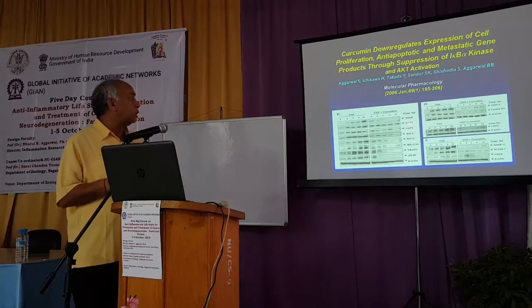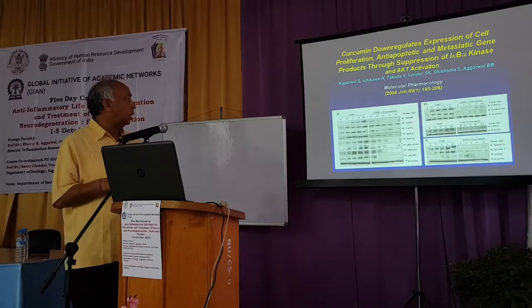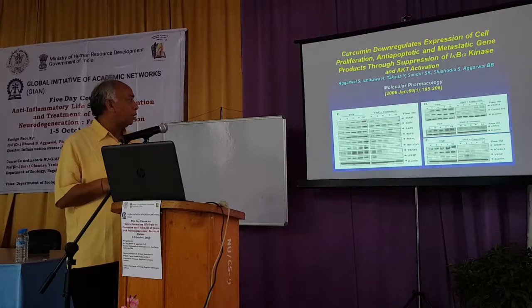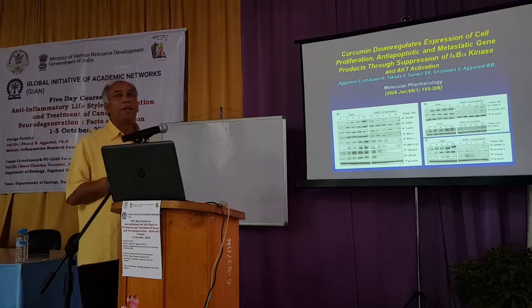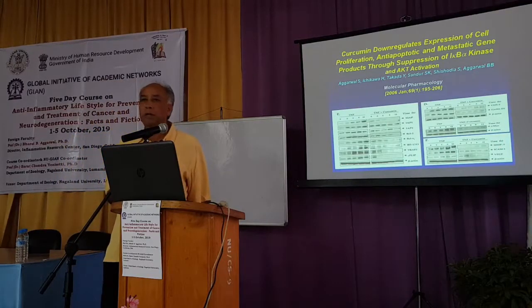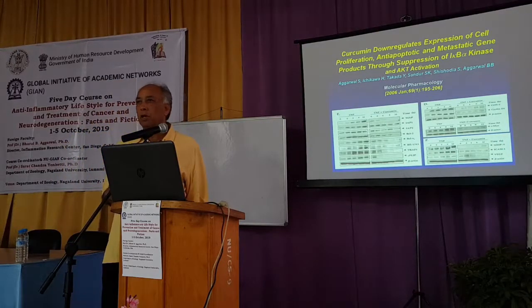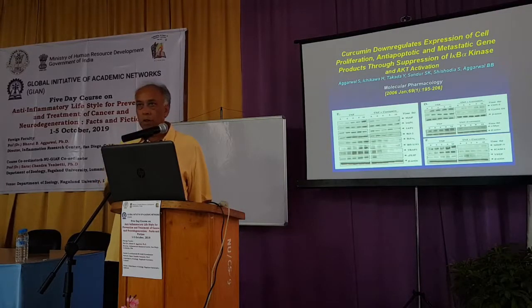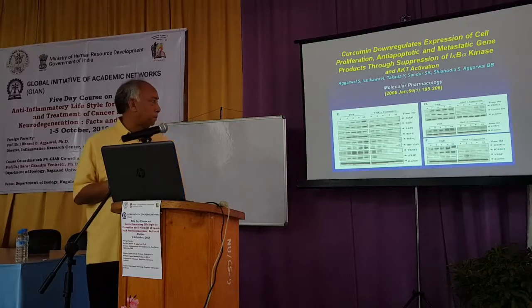And then here you see IAP1, IAP2, BCL2, BCLXL, and here is BFL1, and here is TRAP1, and here is C-flip. These are all anti-apoptotic proteins. They suppress the apoptosis of the different tumor cells. So therefore, a tumor cell can grow, and curcumin will down-modulate the expression of all those proteins.